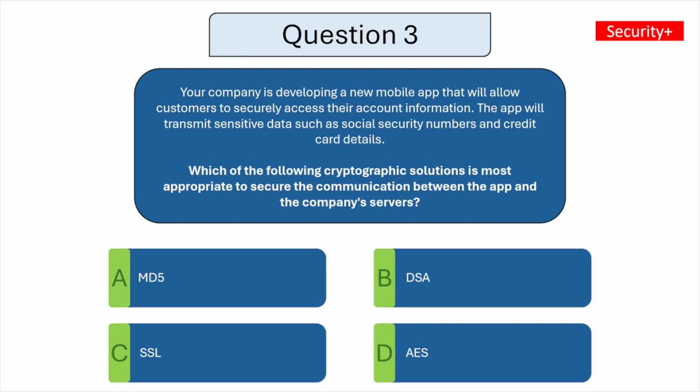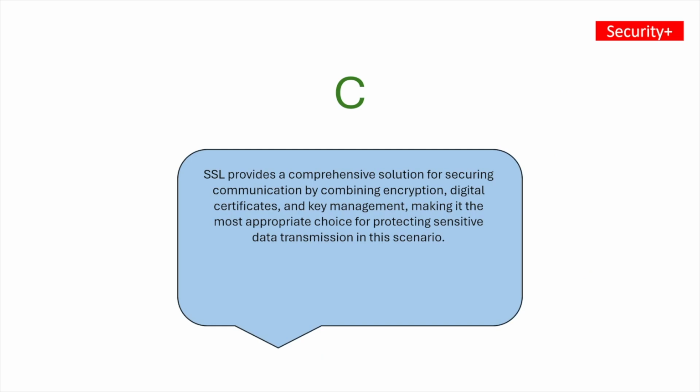And then for D, AES, which is Advanced Encryption Standard, doesn't necessarily secure transmission on its own. So out of all of these, the only real answer here is SSL. So I'm going to go with C. SSL provides a comprehensive solution for securing communication by combining encryption, digital certificates, and key management, making it the most appropriate choice for protecting sensitive data transmission in this scenario.